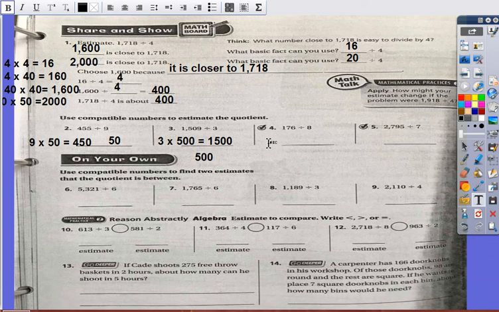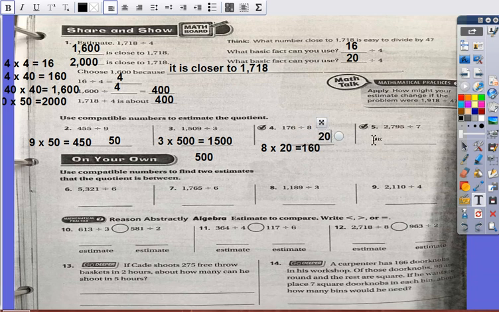Alright, so for this one, 8 times what? Well, let's see, as close as I can to 176, so I would go 8 times 2, as close as I can get to like 17, I guess is what I'm looking at. So I get 16. If I add a 0 onto there, I add a 0 onto my answer, now I'm at 160. I believe that's as close as I'm going to get, so my answer for this one would be 20.